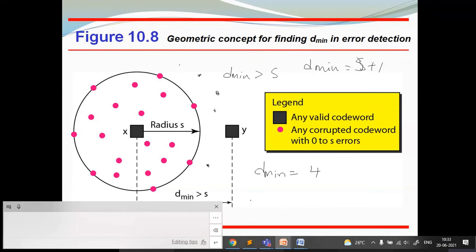Okay, so why? Because d is equal to s plus 1. So if you want to know s, it's going to be d minus 1, that is equal to 4 minus 1, and that is equal to 3. So you can guarantee 3 errors can be detected. Or you can just remember, whatever the value you have for d min, minus 1, that many errors you can detect. So here s indicates errors.